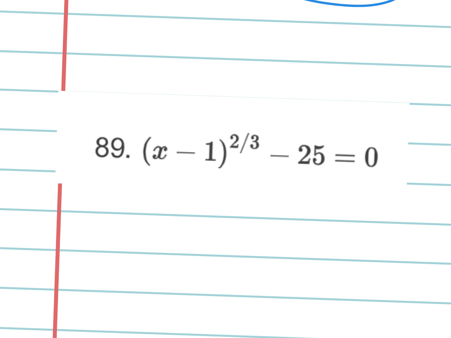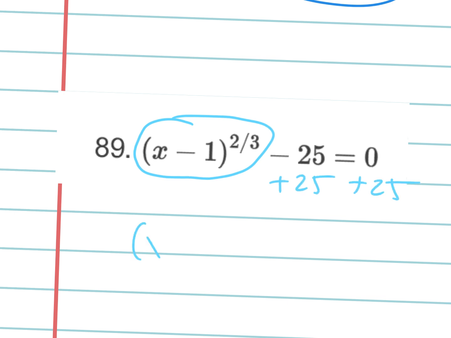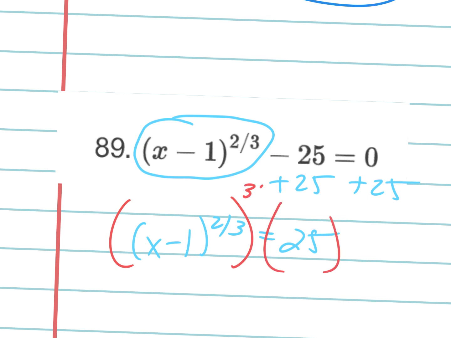But you guys are going to have to know what to do. So we're going to have to first isolate this right here. So I'm going to add 25 to both sides. So I have (x minus 1) to the 2/3 power equals 25. So how do we get rid of that 2/3 power? Well, the first thing I'm going to do is raise both sides to the 3/1. Well, I'm going to do that.